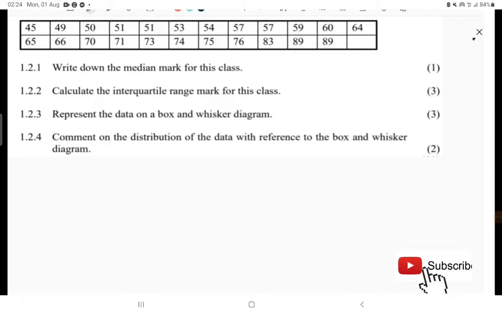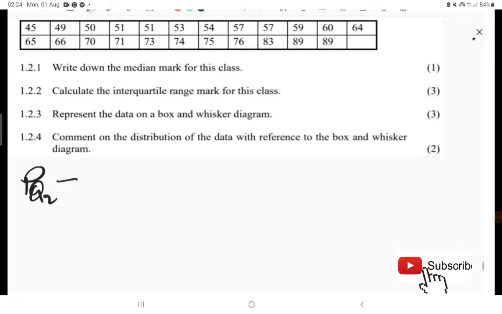1.2.1 says, write down the median mark for this class. So the median mark for this class is going to be the middle number of the data given. That means you will have to calculate the position of the median. We'll start by calculating the position of the median. So what is the formula for it? It's the position of the median, and the median is also called Q2.